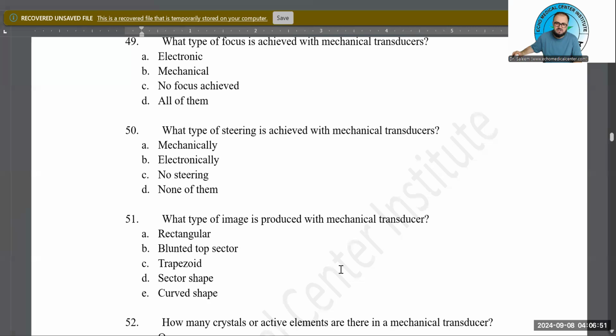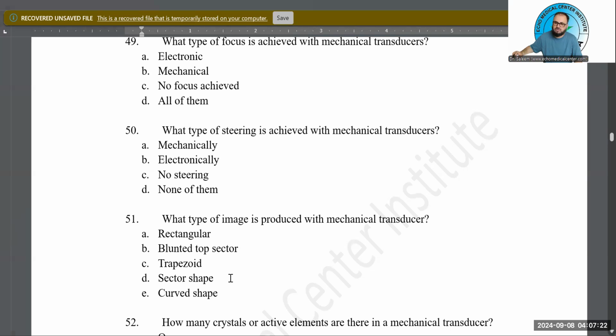Very simple questions, correct? What type of image is produced with mechanical transducer? It means what shape of image is produced. Actually, the question is asking what shape of the picture will be. Is it rectangular shape? Is it blunted top sector shape? Is it trapezoid shape? Is it sector shape? Is it curved shape? What do you think with a mechanical transducer? By the way, with mechanical transducer, we scan the deeper structures. I will make it easy. Yes, D is the correct answer.